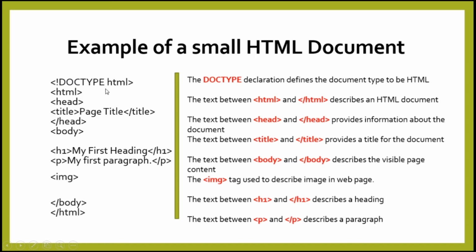So we have our doctype, or document type, HTML. The document type declaration defines the document type to be HTML. So it determines that the type of document that you are going to develop or create is HTML. So this is the declaration of the HTML. And then we will have our root html element down here.